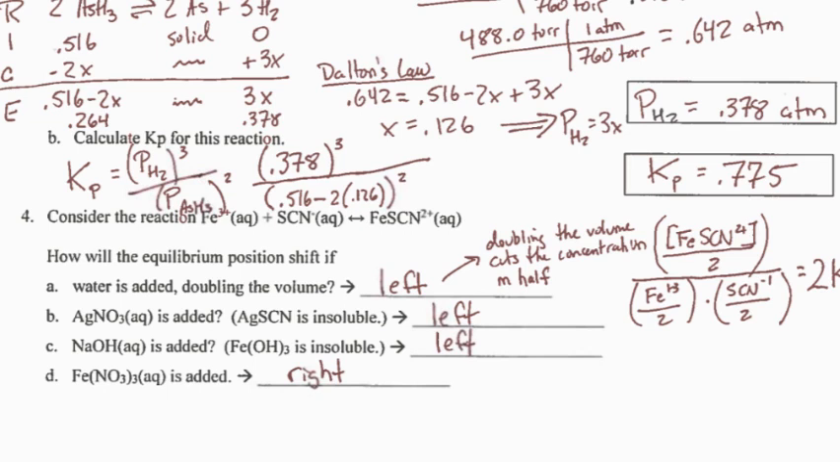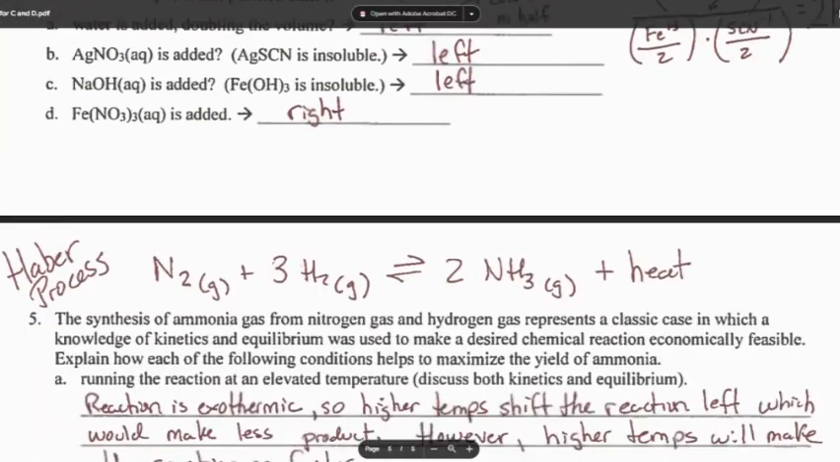Iron nitrate is added. The nitrate doesn't appear to react with any of these things, but we were adding more iron ions. We add more Fe3+ ions. It's going to shift to the right. It's too much reactants.